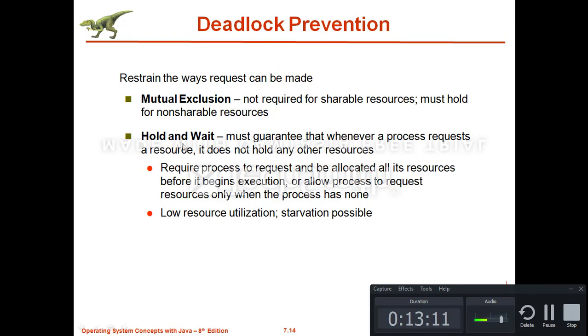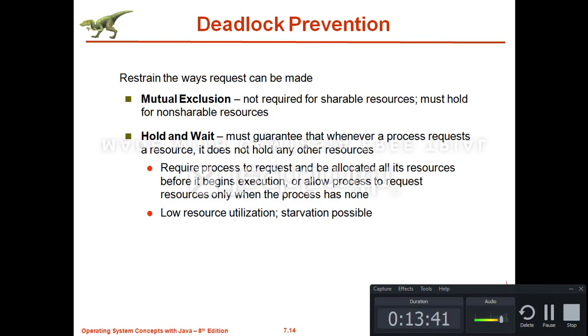Then the second condition, hold and wait. In order for a deadlock to happen, most of the processes will be holding some resource and requesting some more resources. But in order to prevent the deadlock, what we can do is ask all the processes to release the held resources. We'll ask all the processes to release the existing resources they are holding, and then we can allow them to request the new resource.